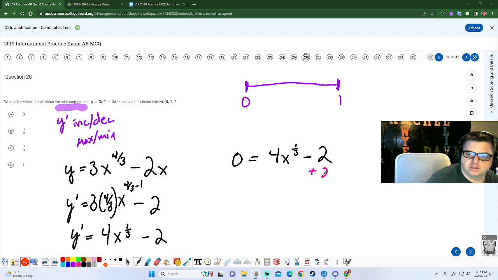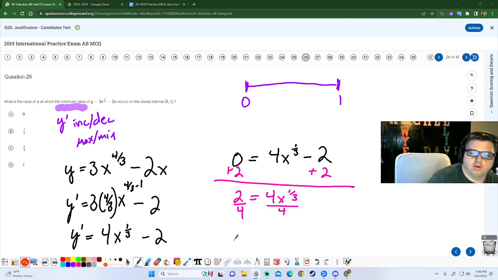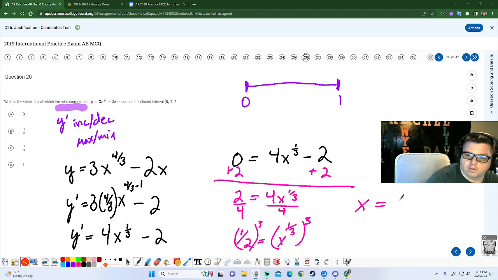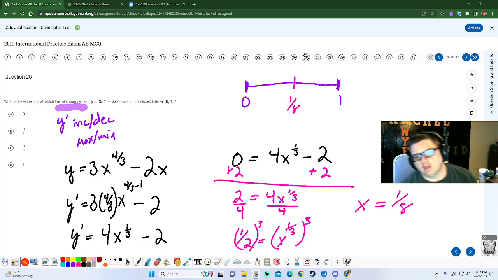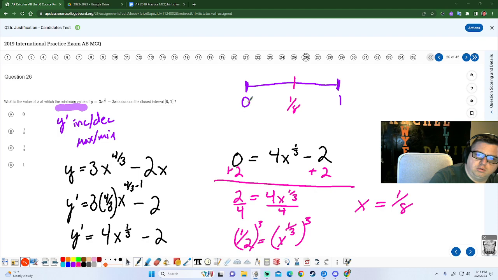So we're going to add 2, so 2 equals 4x to the 1/3, and we're going to divide by 4. So that we get 1/2 equals x to the 1/3, the cube root. And we do actually want to cube both sides so that we can get x by itself. And what that will leave us with is 1/8. So now we have a 1/8. So in between 0 and 1/8, and then 1/8 and 1, hopefully we will see something turn around.